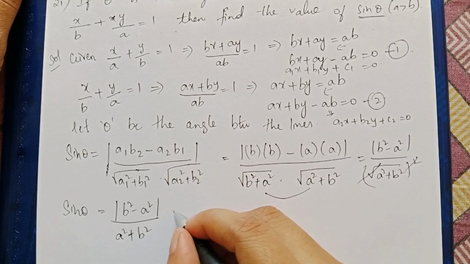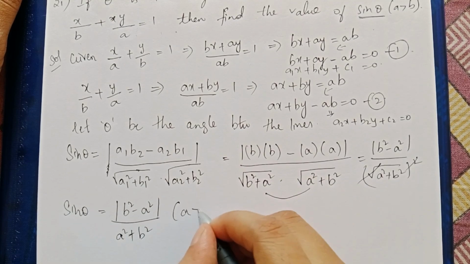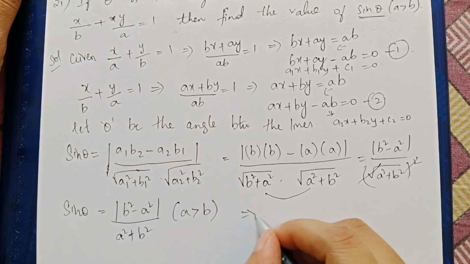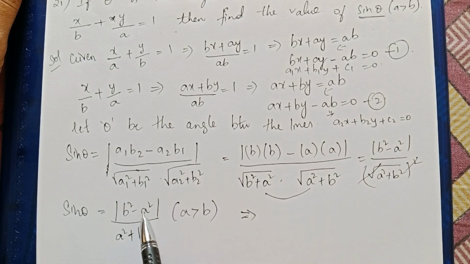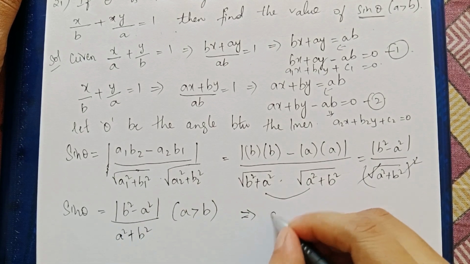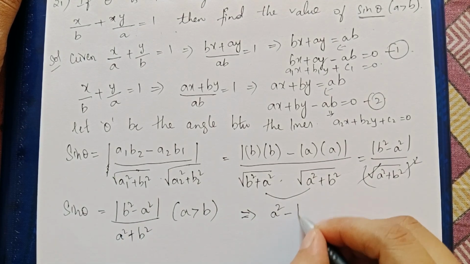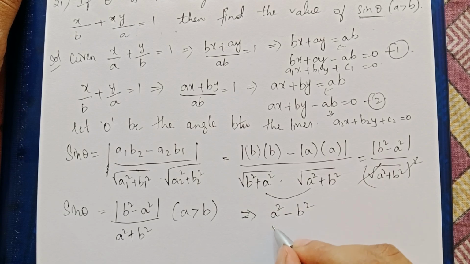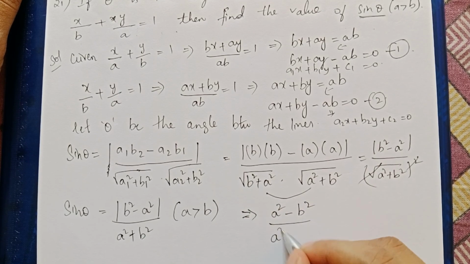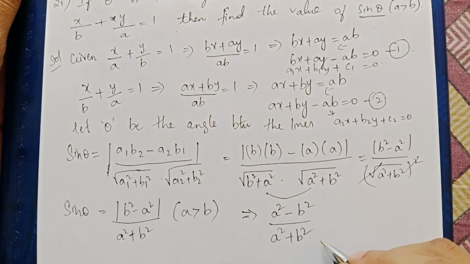In the question it is said that a is greater than b, right? A is greater than b, so we should subtract b from a. So it is (a square minus b square) by (a square plus b square).